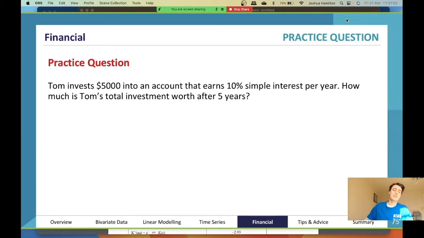So Tom invests $5,000 into an account that earns 10% simple interest per year. How much is Tom's investment worth after 5 years?